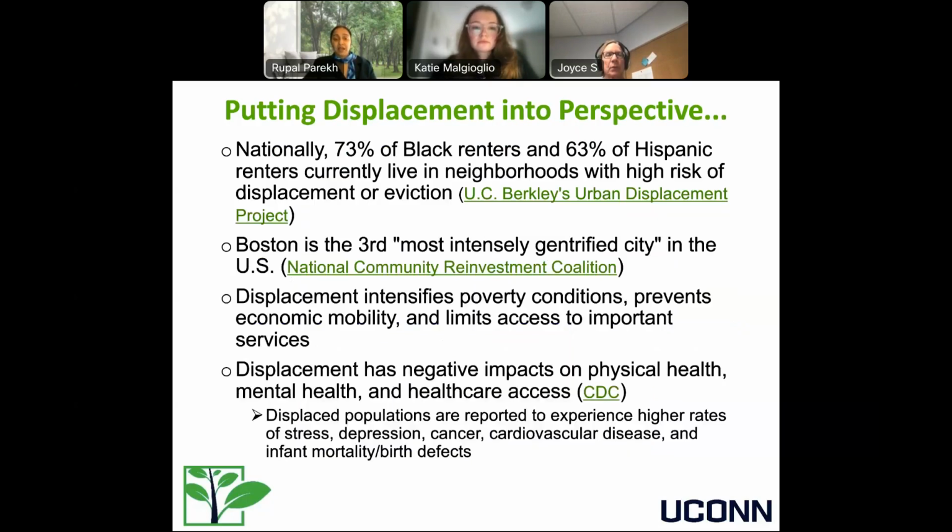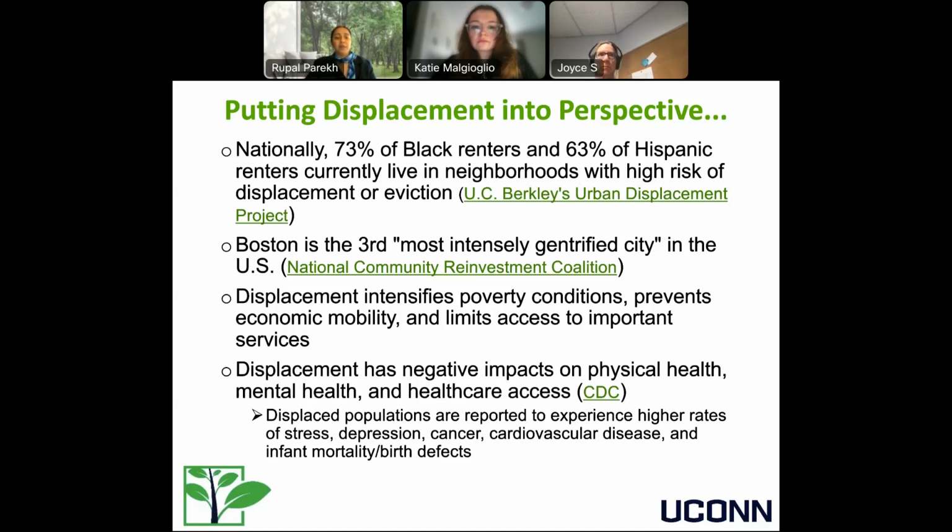These are some statistics and facts that might help us understand displacement and really put it into perspective. Displacement disproportionately impacts Black and brown communities, which is abundantly clear when we read that nationally 73% of Black renters and 63% of Hispanic renters live in neighborhoods with a high risk of displacement. As you all may know, we serve all of New England here at UConn TAB. This includes Boston, which is the third most intensely gentrified city in the United States.